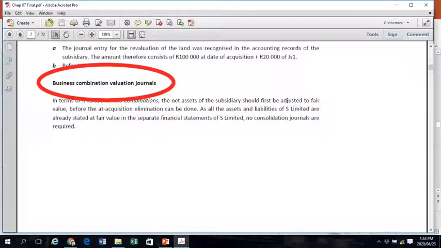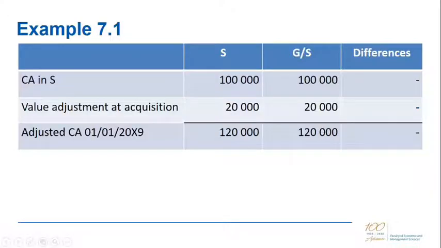But I want to show you how we can use that suggested work method that I've mentioned in video 1 to conclude that there's no business combination valuation journals necessary, as we're going to keep on using that work method in all the subsequent examples. In example 7.1, the carrying amount of the land was 100,000 in the separate financial statements of S. Then the additional information indicated that a value adjustment of 20,000 was required. This 20,000 value adjustment was recognized by S in the separate financial statements of S. As a result, the adjusted carrying amount was 120,000.